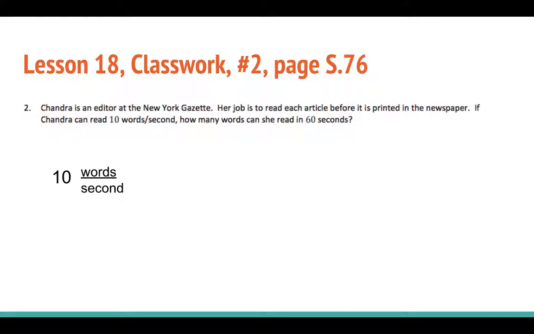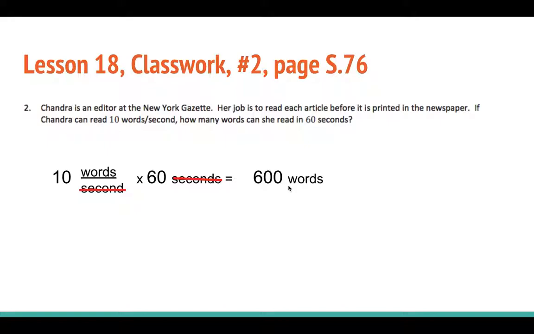Okay, so we know that 60 seconds is equal to 1 minute, but we're working with seconds. So we want to know how many words Chandra can read in 60 seconds. So we're going to multiply this 10 words per second by 60 seconds. Once again, we can cross off the seconds. We have the numerator second and the denominator second here. And we are left with 10 times 60, which means 600. And we're left with words, so that's 600 words.